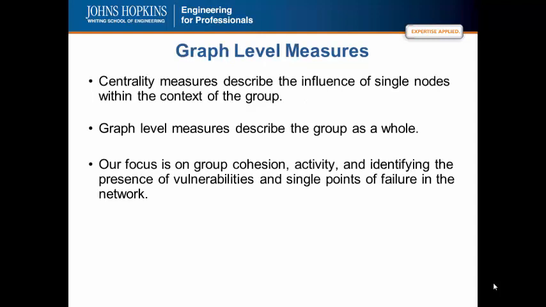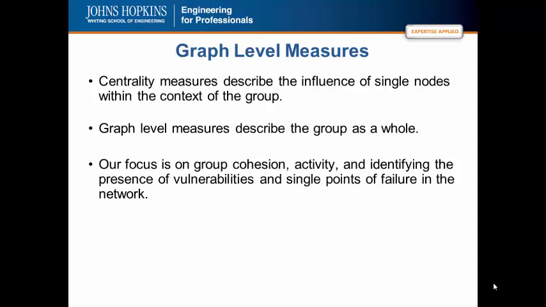We have so far studied centrality measures, which describe the influence of a single node within the context of a group. We've studied degree centrality, betweenness centrality, closeness centrality, and to a lesser extent eigenvector centrality. These measures talk about a specific node within the context of the group in which we find them. Graph level measures, however, are describing the group as a whole.